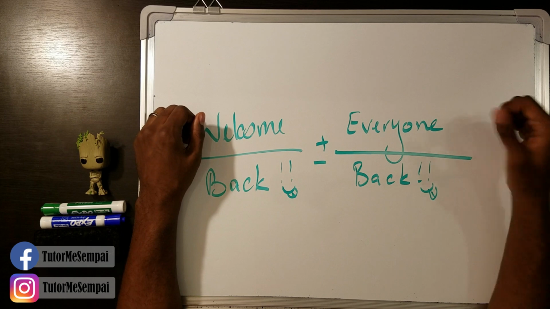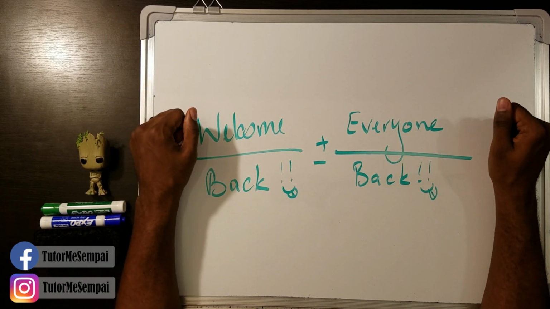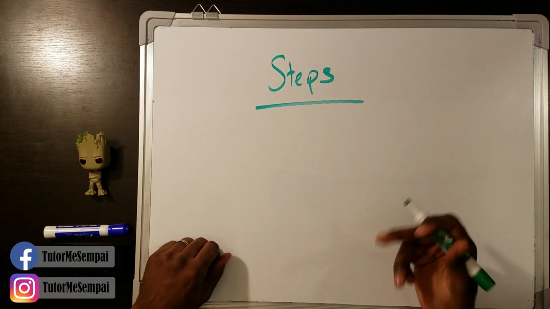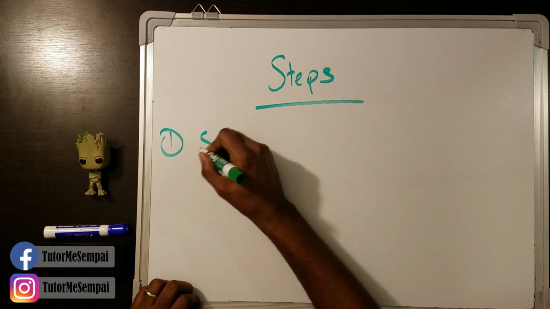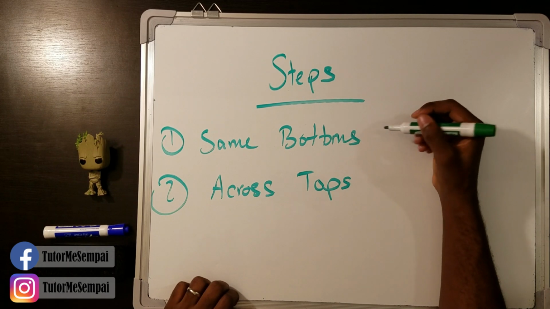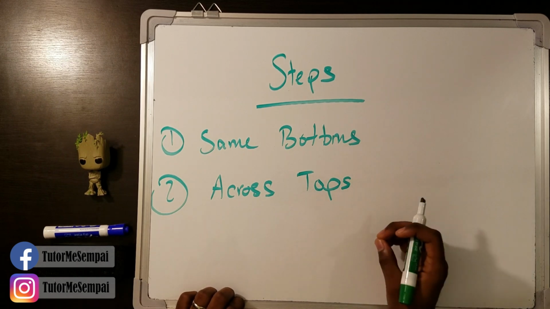Alright, without further ado, let's talk a little bit more about how to add and subtract some fractions. Adding and subtracting fractions can be rather simple, and here are 2 steps or rules that will show you how to do so. So we have same bottoms and across tops. I kept it really simple to try to help you remember it. Only 4 words, same bottoms, across tops.